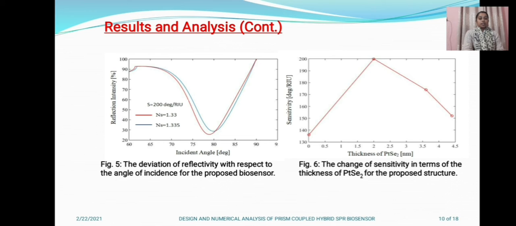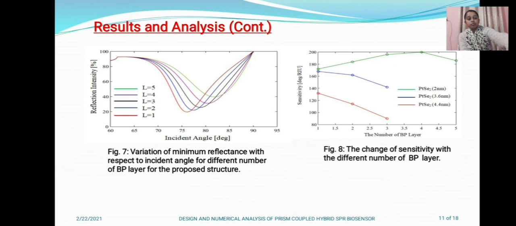The refractive index of platinum diselenide depends on its thickness. The proposed structure with 2 nanometer thickness of platinum diselenide achieved the maximum sensitivity, which is clearly seen from figure 6. Figure 7 shows the variation of minimum reflectance with respect to the angle of incidence. The black phosphorus layer has an impact in enhancing the sensitivity.